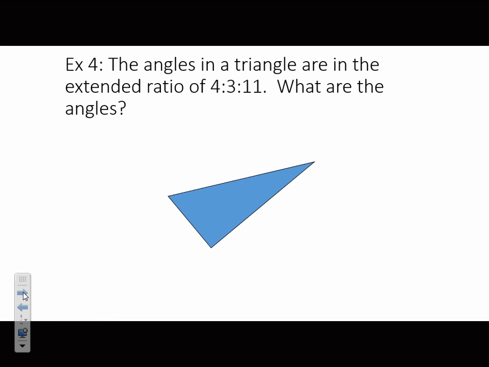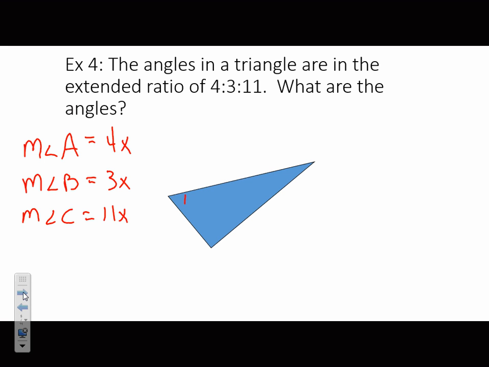So, in our triangle, we have the measure of angle A, the measure of angle B, and the measure of angle C. Now, we know our angles are 4, 3, and 11. Those are my ratios, so 4x, 3x, and 11x. If I look at that in my triangle, it would be something like this. I know you know that the inside angles of a triangle add up to 180. So we're going to set our angles equal to 180. So 4x plus 3x plus 11x has to equal 180 degrees.